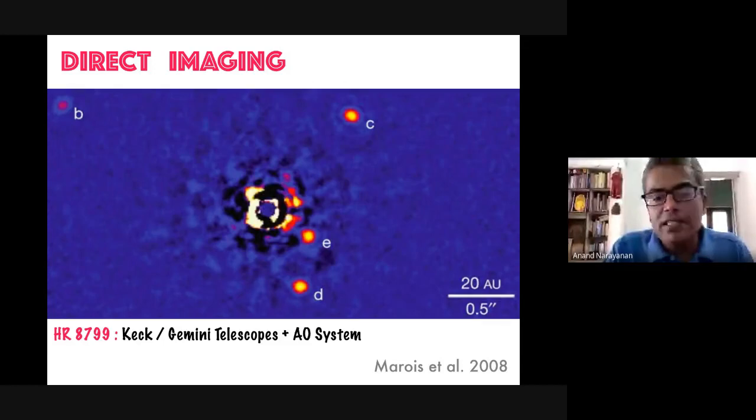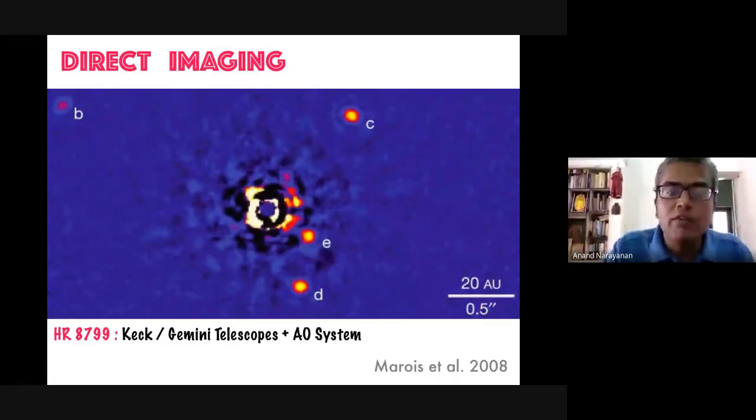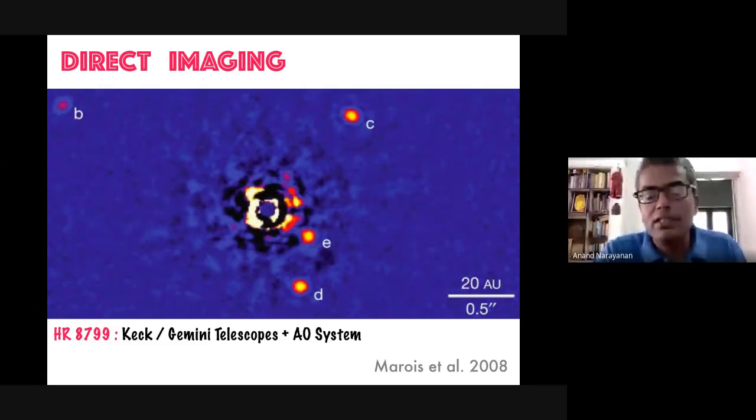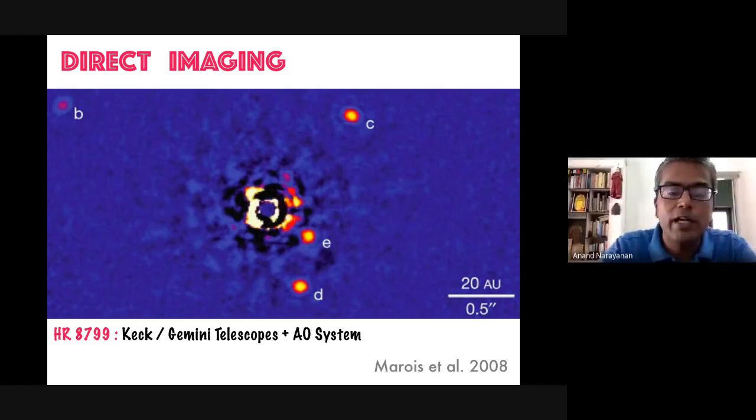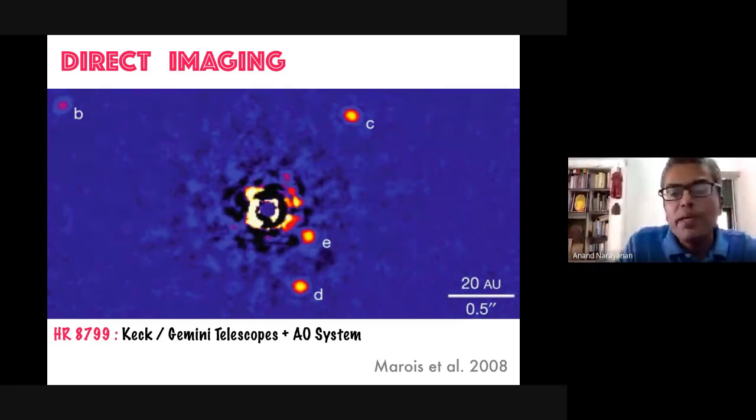HR 8799 star is what you see in the center. The light from the star has been removed from this. Okay, it's been subtracted out, and if you subtract the light out and if you have a good image like this, then you see these 4 objects marked B, C, D, E. These are 4 planets that are orbiting around the star HR 8799. The star itself is at a distance of 130 light years from us. Now, each of these planets, as it turns out, is bigger than Jupiter, and they are really far away from the star, probably taking several centuries to orbit the star.